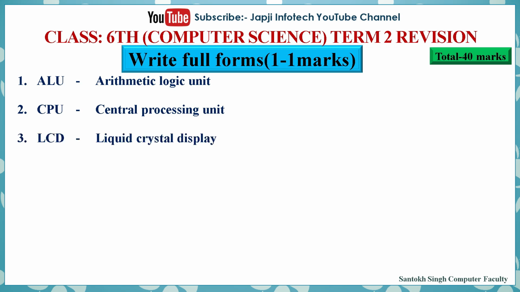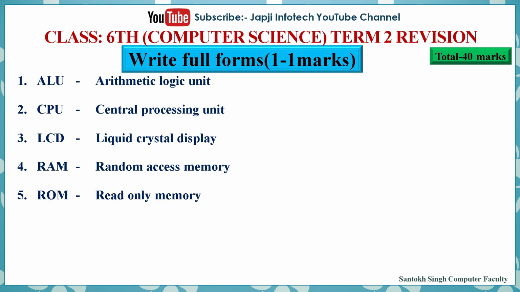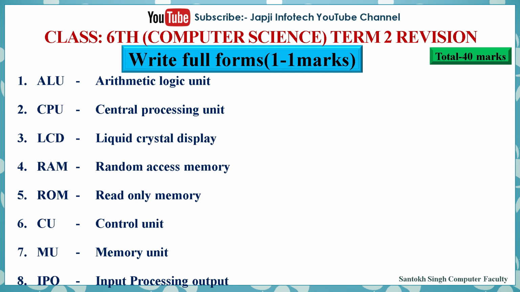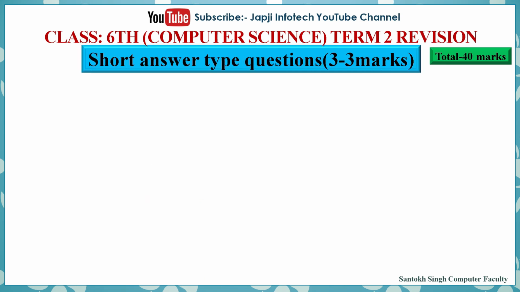Number 3, LCD. LCD stands for liquid crystal display. Number 4, RAM. RAM stands for random access memory. Fifth one is ROM. ROM stands for read-only memory. Sixth one is CU. CU stands for control unit. Seventh one is MU. MU stands for memory unit. Eighth one is IPO. IPO stands for input processing output.